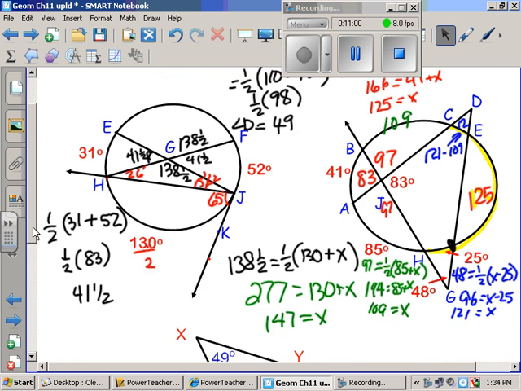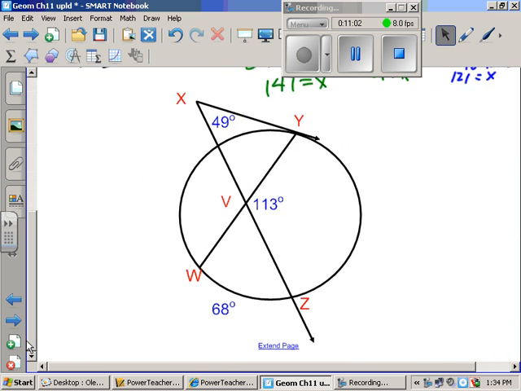All right, we have one more. Give this a try. Let's turn this in tomorrow, please. So find angle Y and the missing arcs, and angle V, XVW and XVY, and the missing arcs.